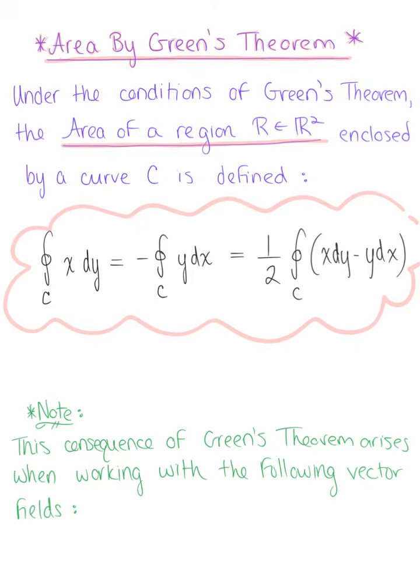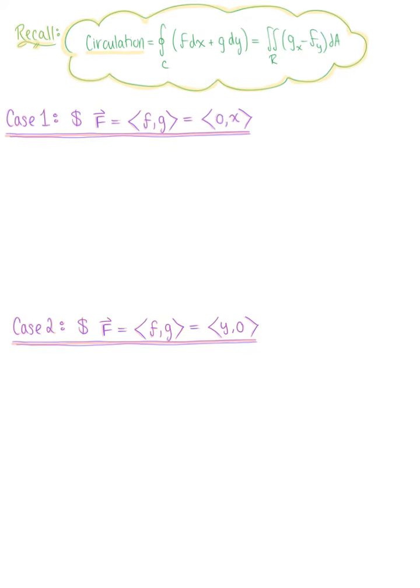This consequence of Green's theorem arises when we're working with the following vector fields. We have two separate cases here. We have the vector field F equal to the vector with components 0, x, and the vector field F defined by the components y, 0. So let's take a closer look at where this formula comes from. Here we are exploring how we are able to establish the area of a bounded region R using Green's theorem. And we have two separate cases.